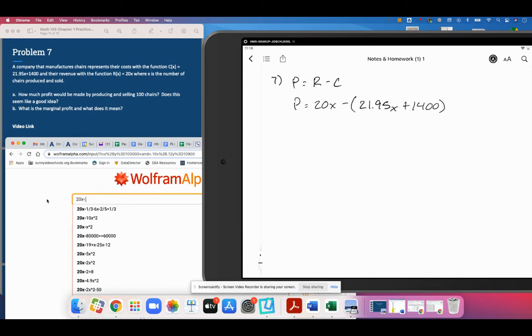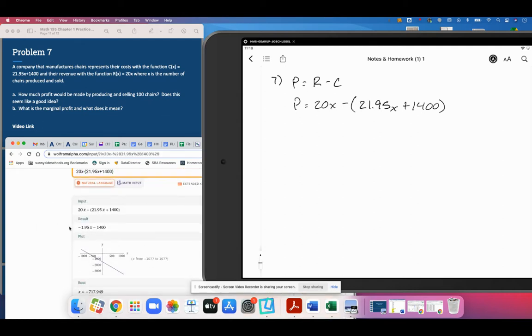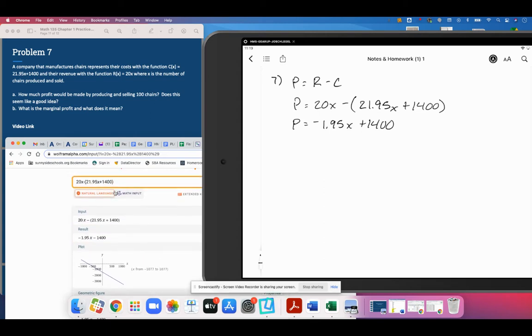So 20x minus 21.95x plus 1400. And we get negative 1.95x minus 1400. Now we are asked to find the profit of producing and selling 100 chairs. Although at this point, I sort of hope that you are noticing that there's something wrong with this profit function, and we'll get more into that as we begin to describe the meaning of the marginal profit in a moment.